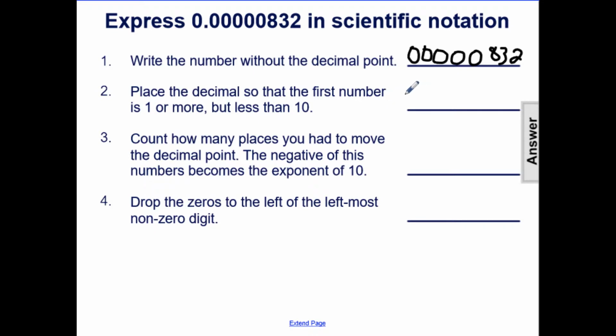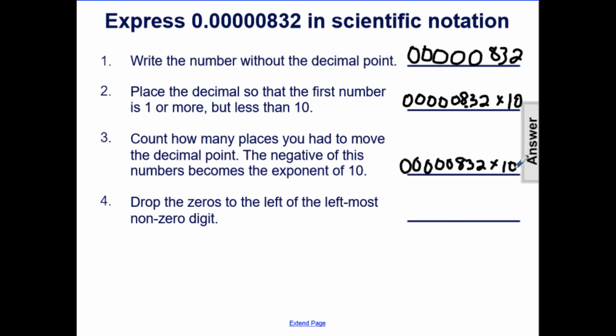We'll then place the decimal so that the first number is 1 or more but less than 10. So we'll still have our 0, 0, 0, 0, 0, 8, 3, 2 with a base of 10. But we'll place a new decimal between the 8 and the 3. And we're going to now count how many places we moved to achieve that new decimal.